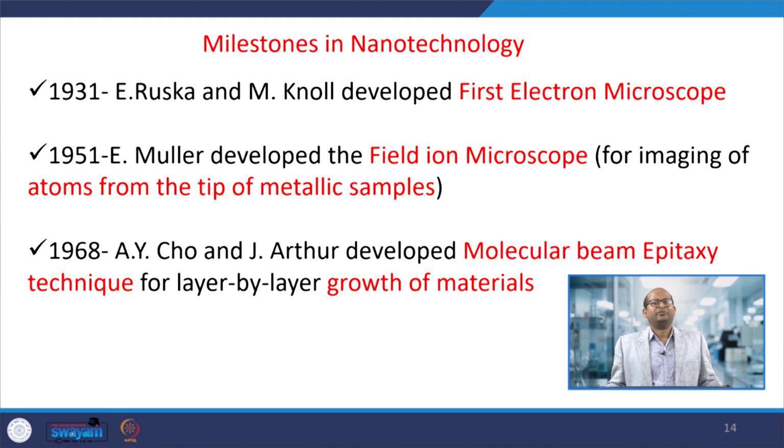After that, in 1931 Ruska and Knoll developed the first electron microscope, and in 1951 Muller developed the field ion microscope for imaging atoms from the tip of metallic samples. Then in 1968 A.Y. Cho and J. Arthur developed the molecular beam epitaxy technique for layer by layer growth of materials. When we need to develop materials, with different layers one on another for a particular application, molecular beam epitaxy makes it possible to grow them.